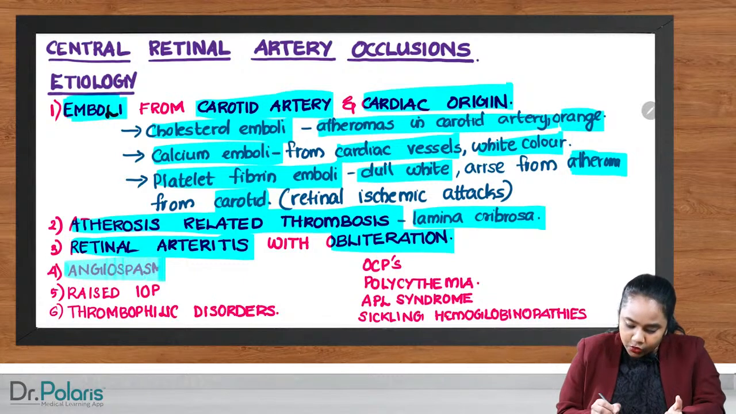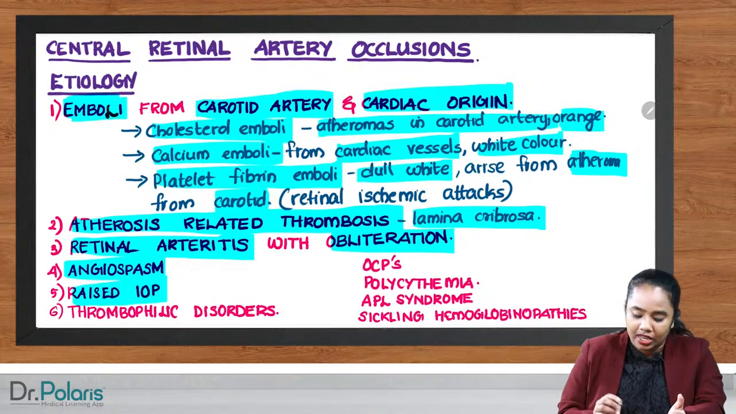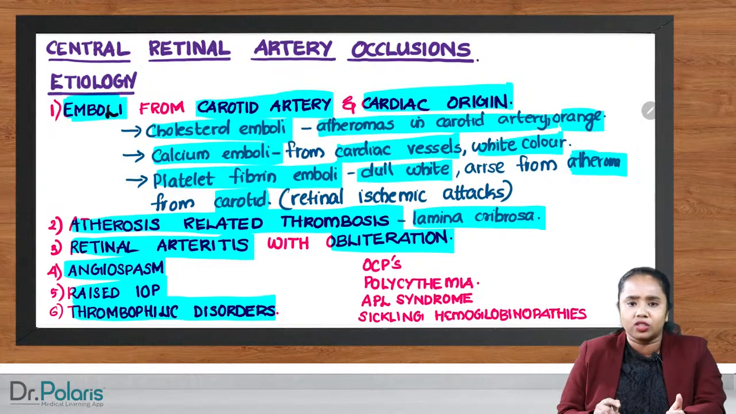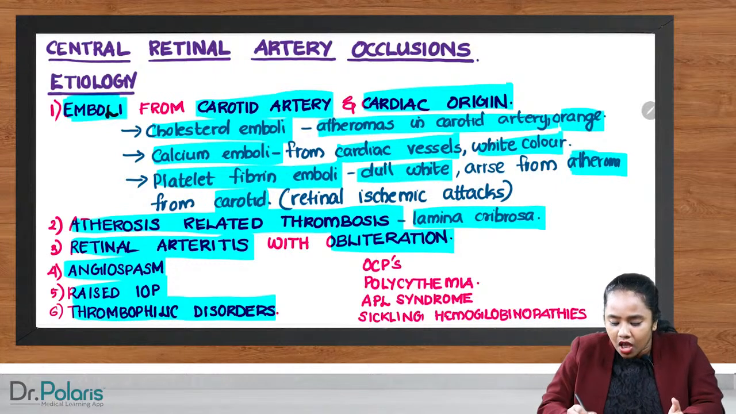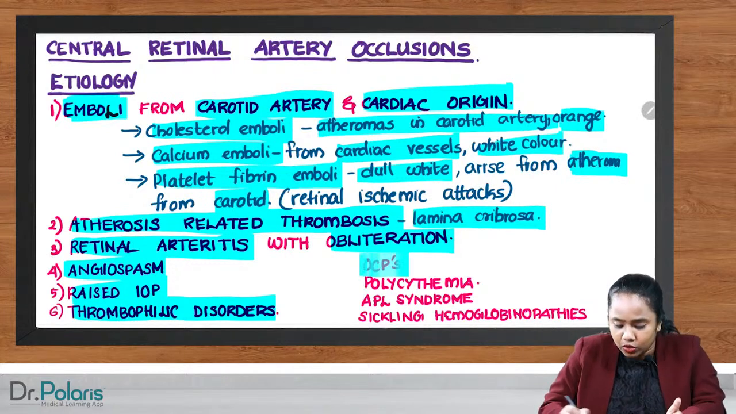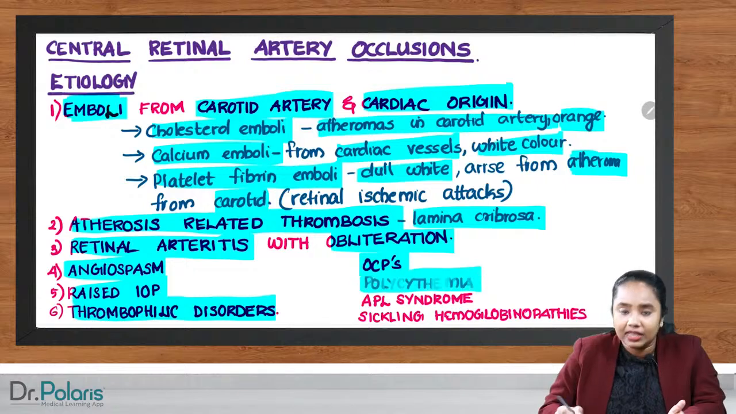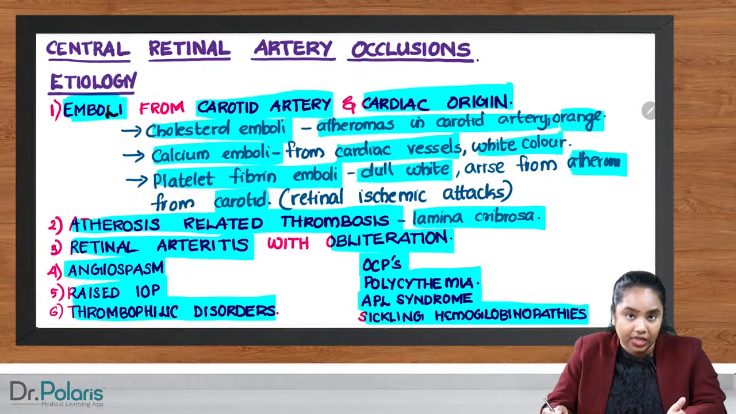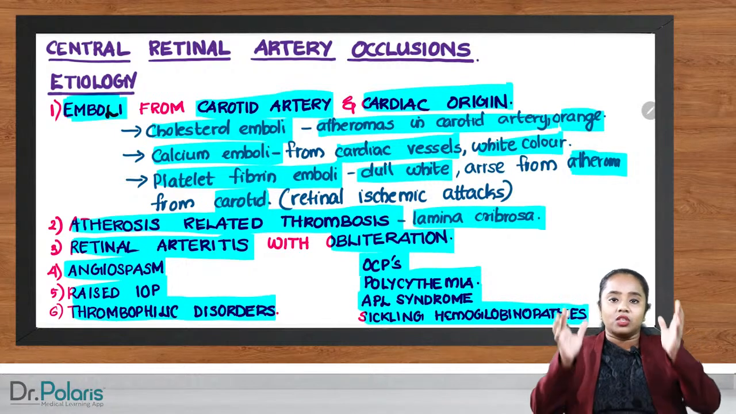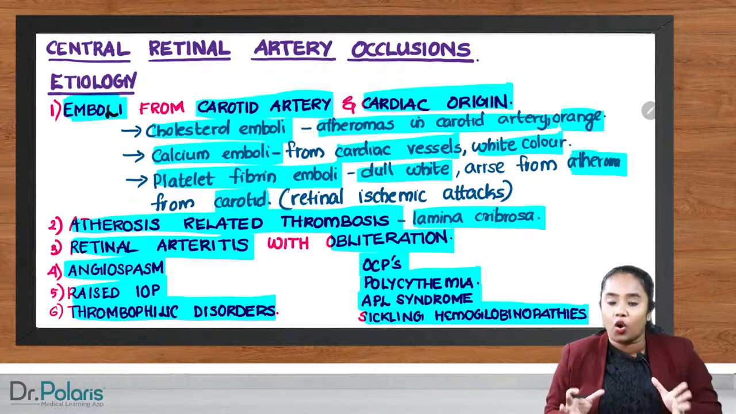Then there can be angiospasm, intraocular pressure increasing can be one important reason. Any other thrombophilic disorders, where the patient already has a coagulopathy, or certain other conditions like use of OCPs or polycythemia existing in the patient, or an antiphospholipid syndrome, or any kind of sickling hemoglobinopathies are also important causes. So, always remember it is an arterial occlusion.